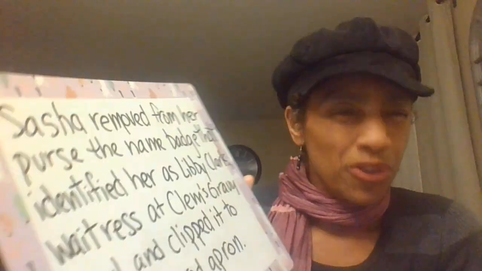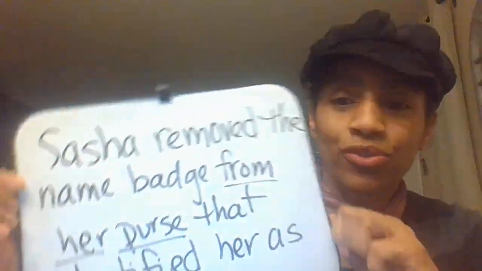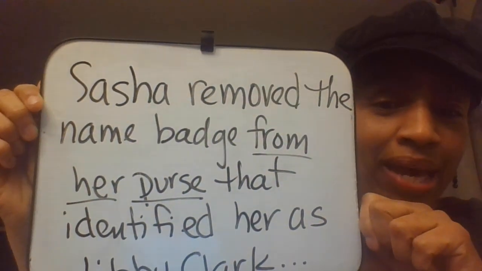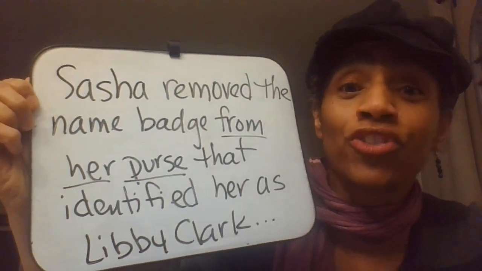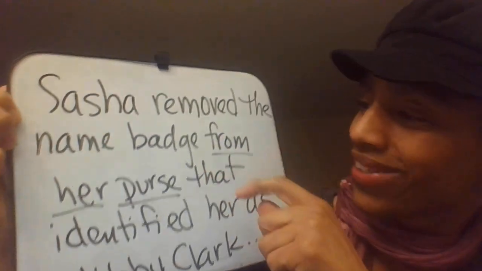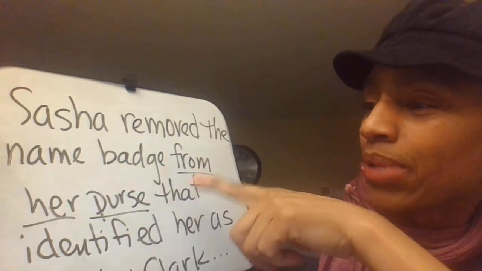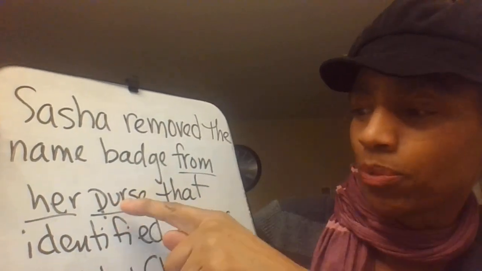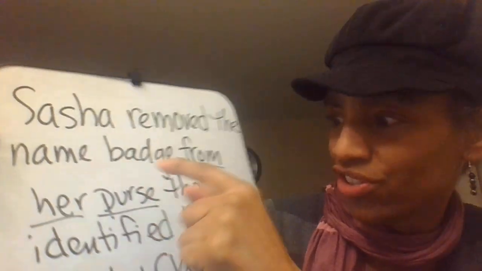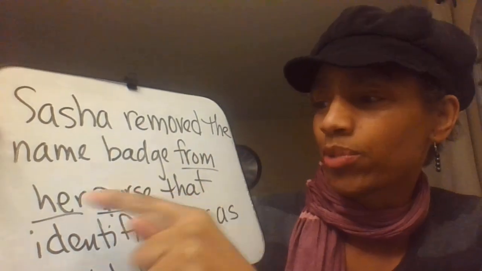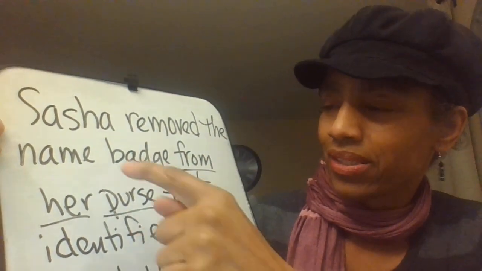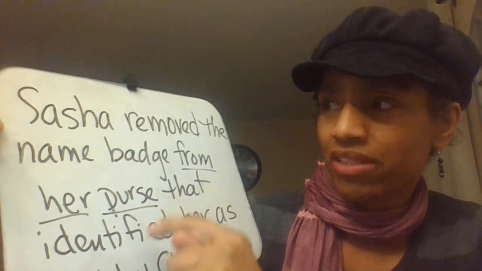There are a couple of other ways you can do it too. You are going to be tempted to do this: Sasha removed the name badge from her purse that identified her. But don't do it. Resist. No, the purse did not identify her. The name badge identified her. So that's why from her purse can't go there, because the name badge is identifying her, not the purse. That's why I did it this way.